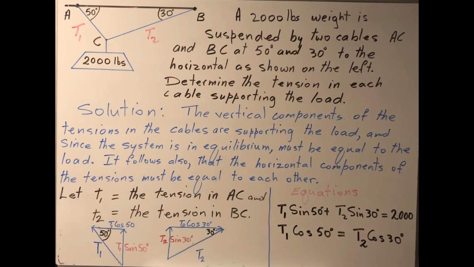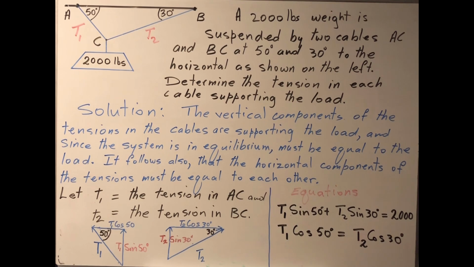This is another example where the application of vectors is appropriate. A 2,000 pound weight is suspended by two cables, AC and BC, at 50 degrees and 30 degrees to the horizontal, as shown on the left. Determine the tension in each cable supporting the load.